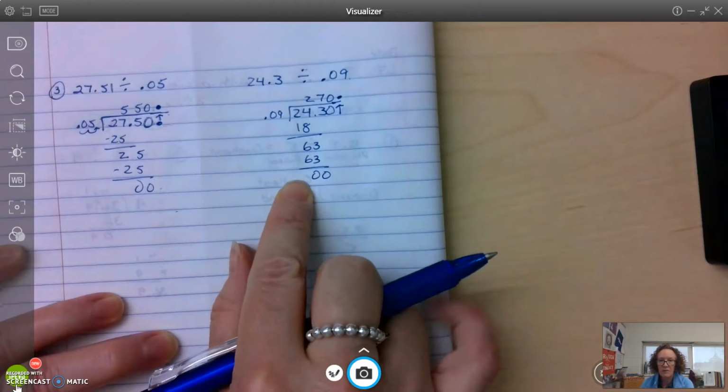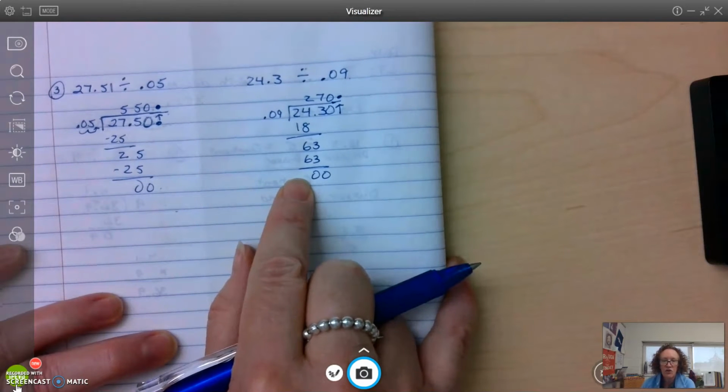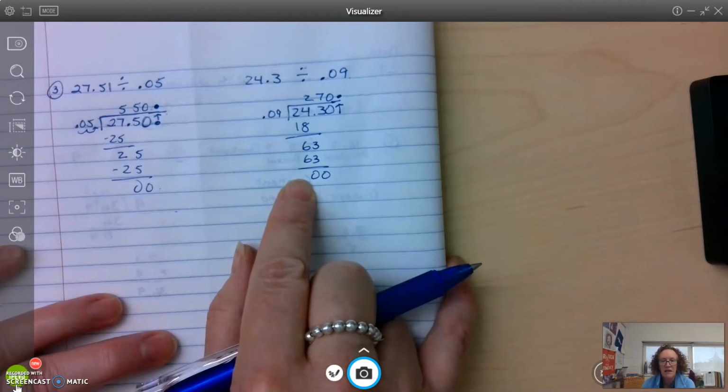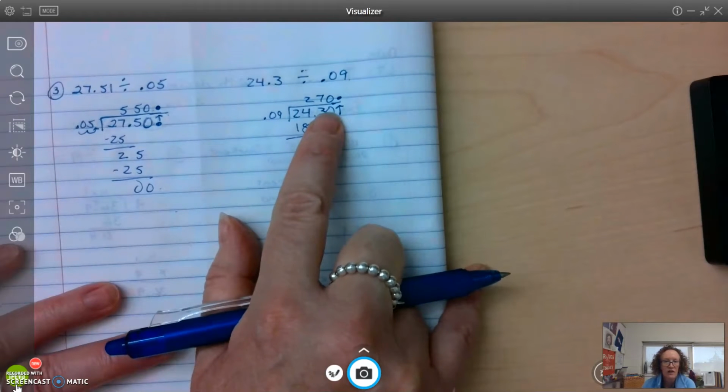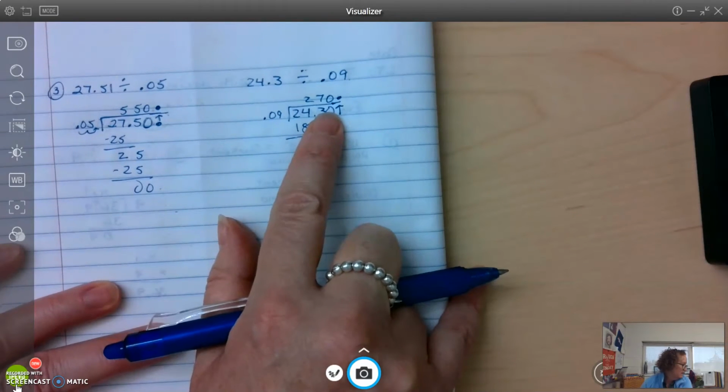Alright, now that you've had an opportunity to do that problem, go ahead and check your work comparing it to mine. If you've made a mistake, you can cross it out and write the correct work next to it. Your quotient or your answer should be 270.